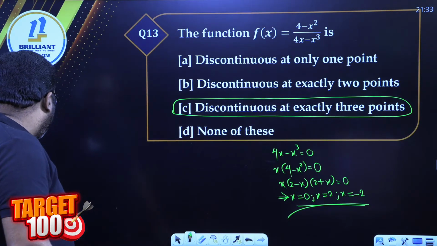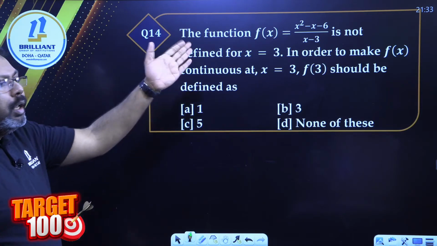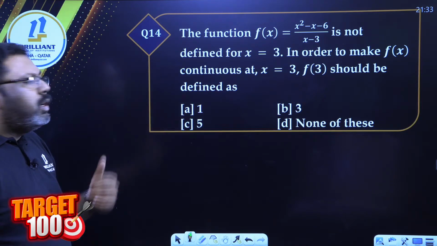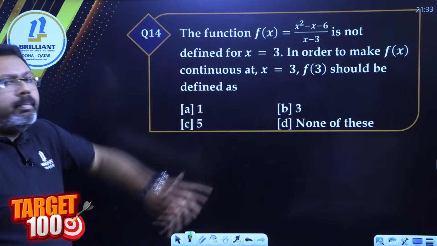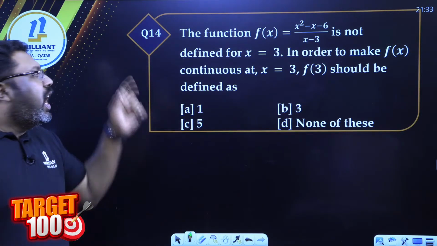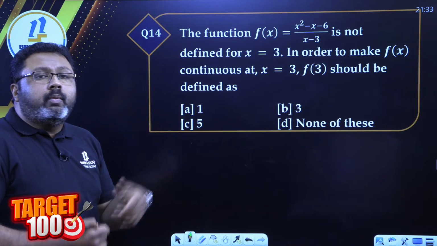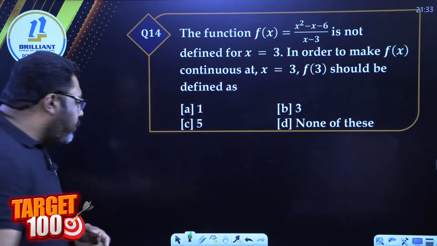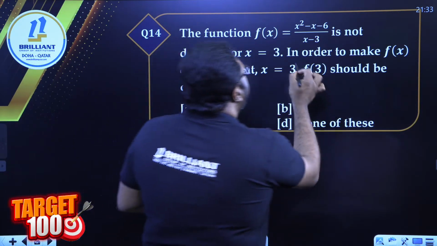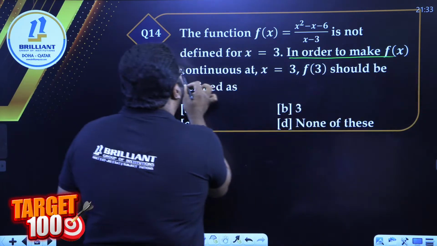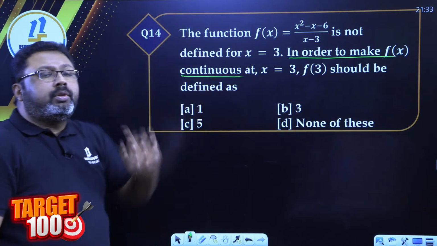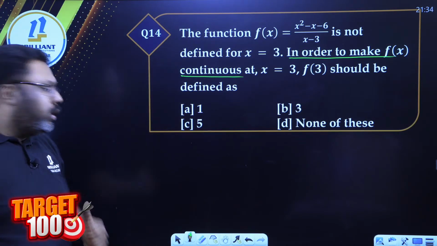Now moving forward, look at this question. It's a very similar question. Now they want to make it continuous. If it has to become continuous, then what should be the value of f of 3? What is the meaning of that? In order to make f of x continuous, then what should, at x equal to 3, be f of 3?